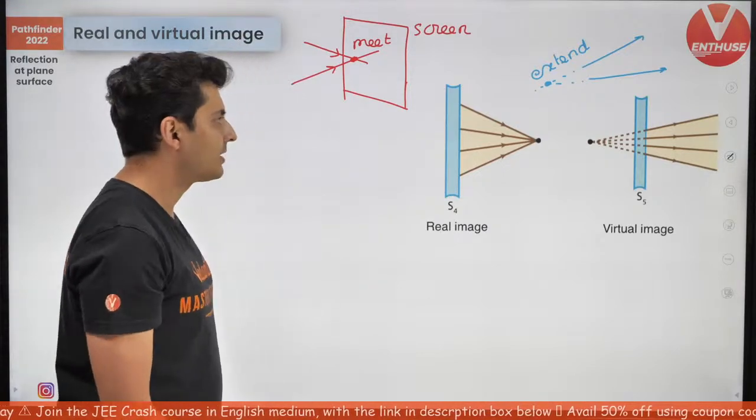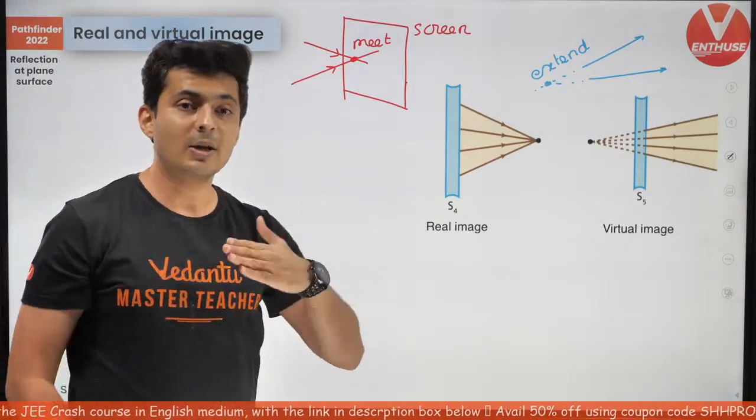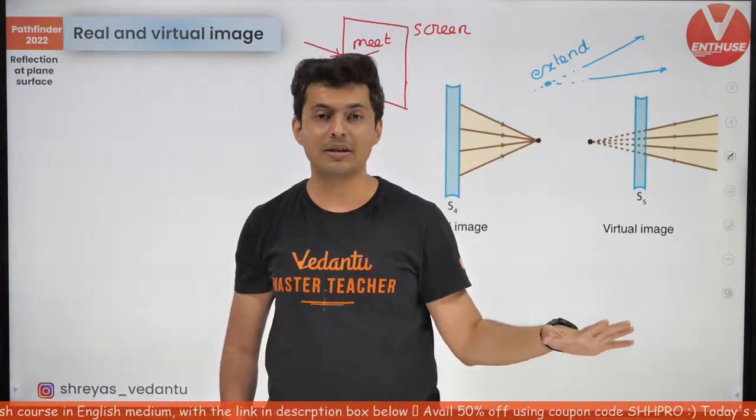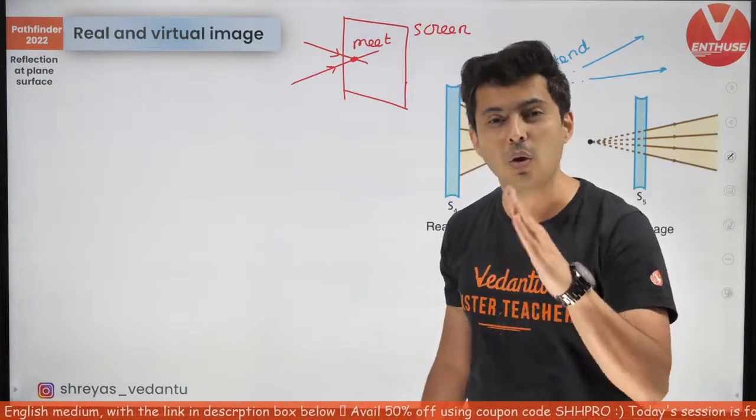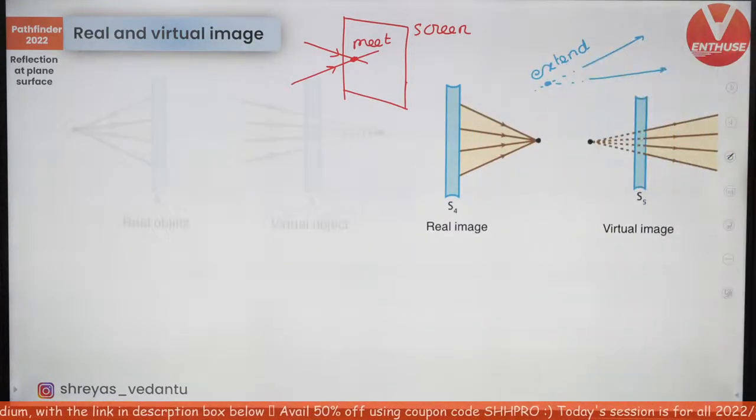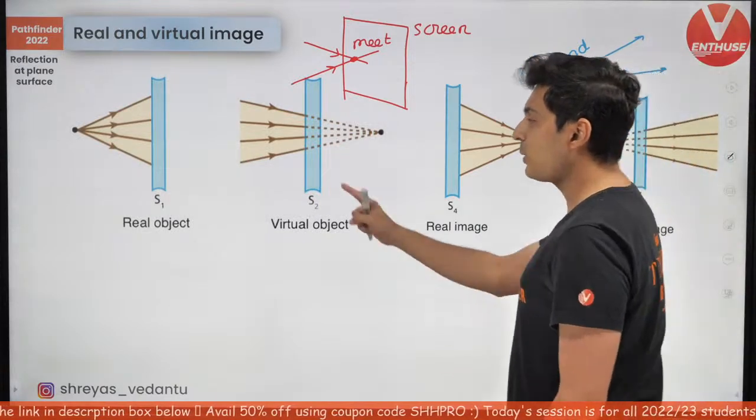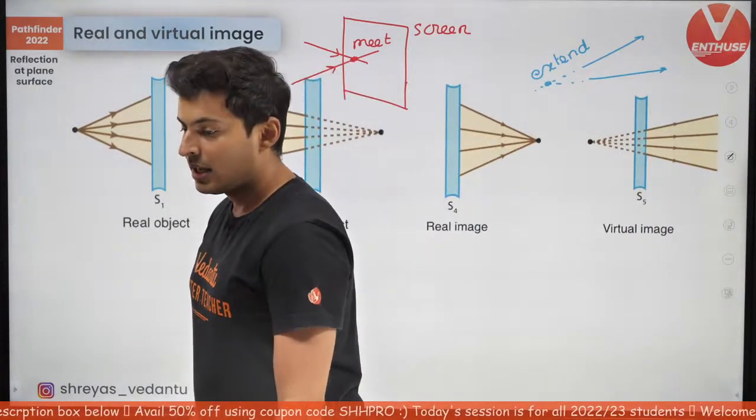That's a virtual image. Believe me, just like you have virtual image and real image, similarly you also have virtual object and real object. Yes, you have two kinds of objects. Not many people know that.